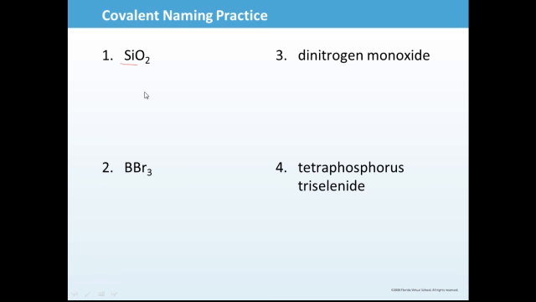So we have Si, which is silicon. Now I don't have more than one, so I don't need to put mono there. Monosilicon is not correct. We just put silicon. We have oxide, but I have two of them, so I have dioxide. So the correct name is silicon dioxide. Number 2, I only have one of them, so I don't need to put a prefix.